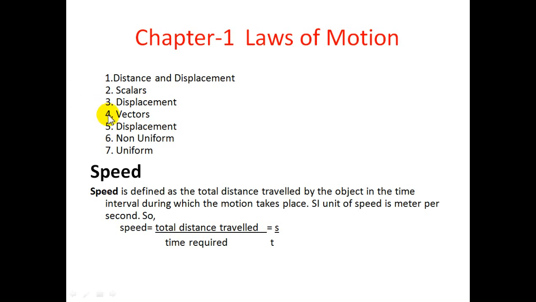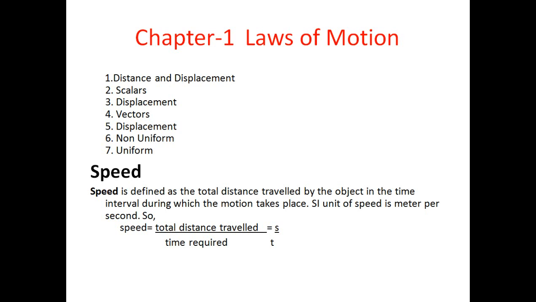The answers I have given you here, you can check your answer from here. Now, the next topic we are going to cover is speed and velocity. What is speed? Speed is defined as the total distance traveled by an object in the time interval during which motion takes place. The SI unit of speed is meter per second.